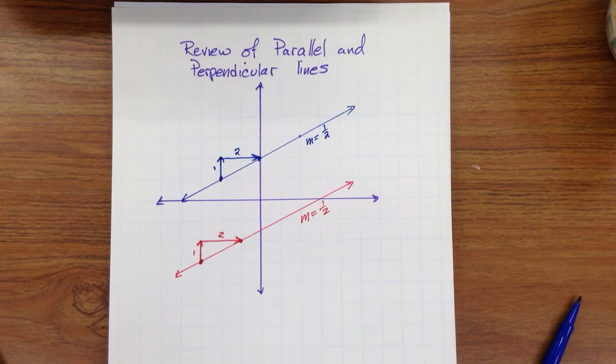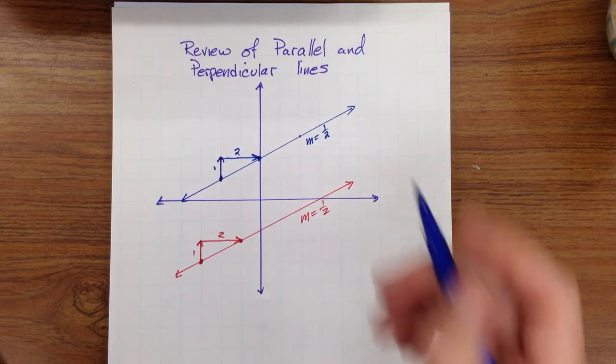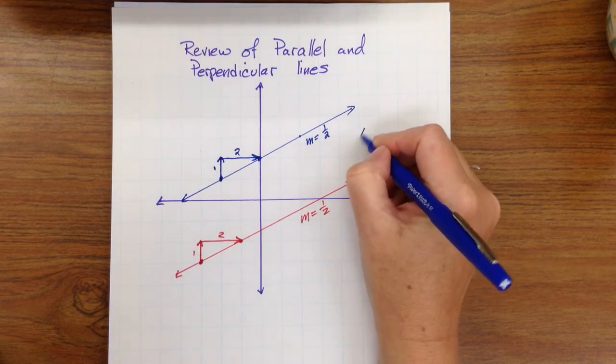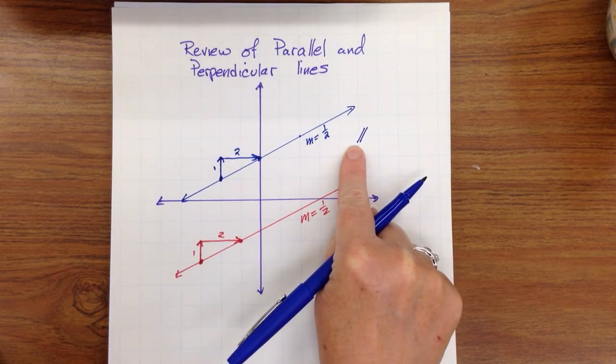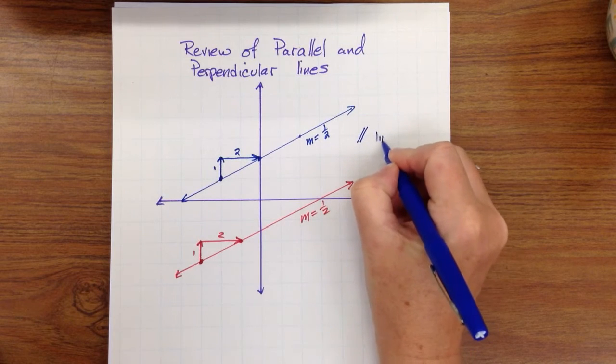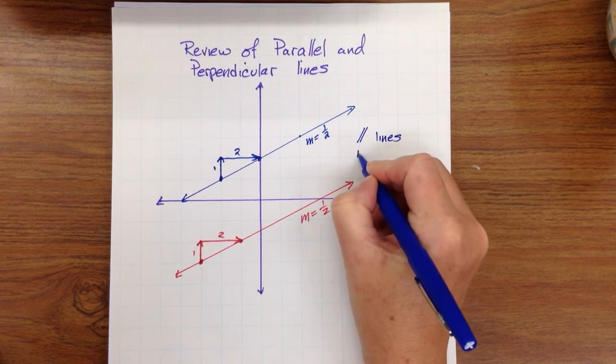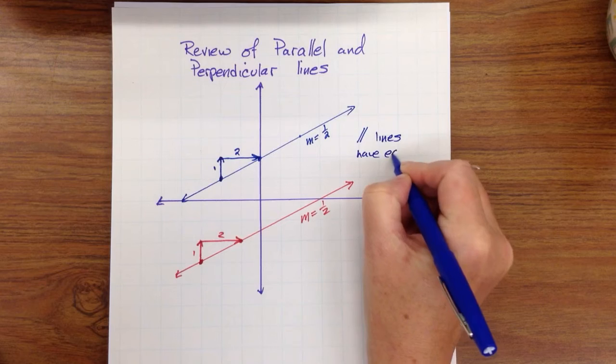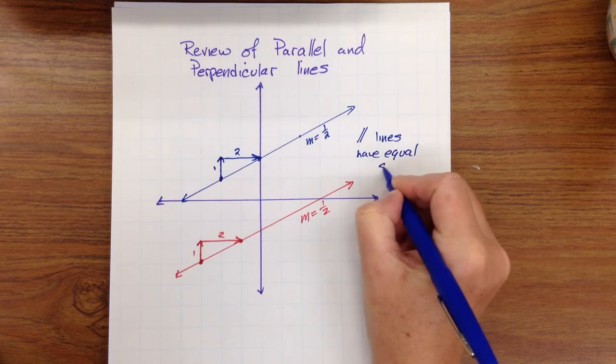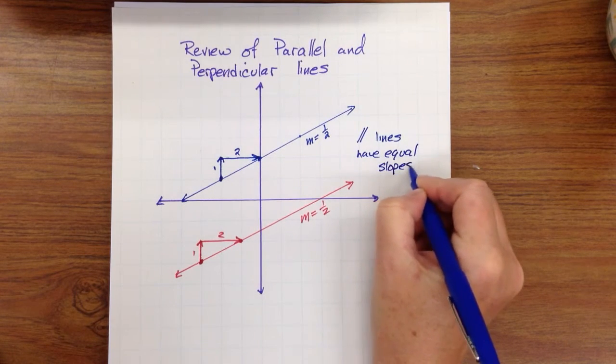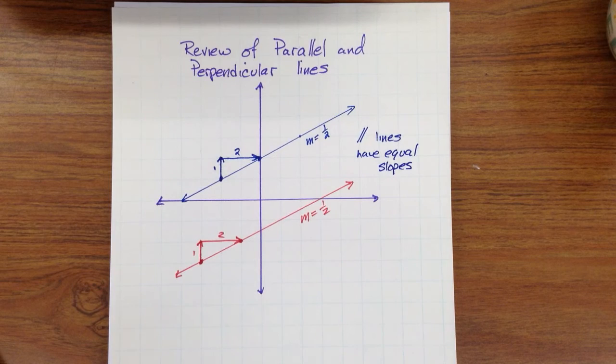So what's the big takeaway? When you have parallel lines, the slopes are equal. You can jot that down. That's the symbol for parallel. Yeah, parallel lines have equal slopes. It's true. Yeah, I know, right?